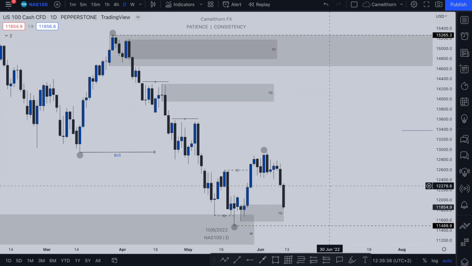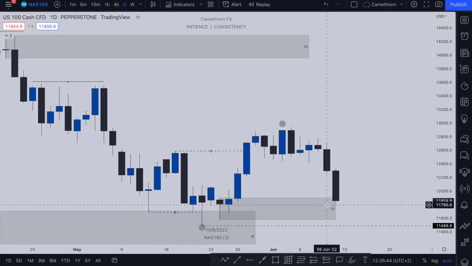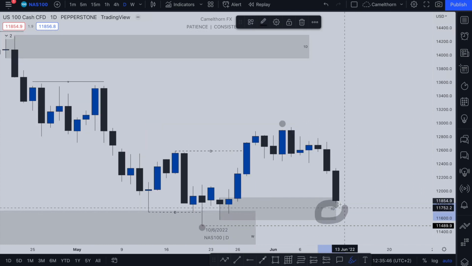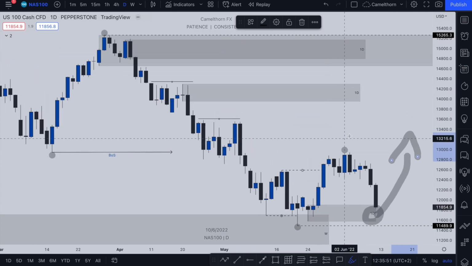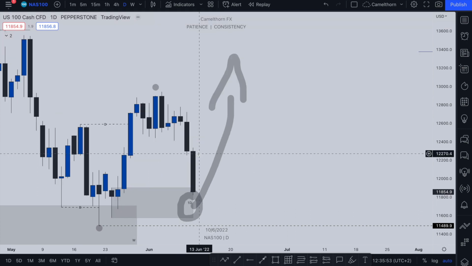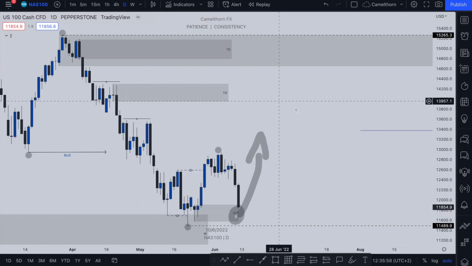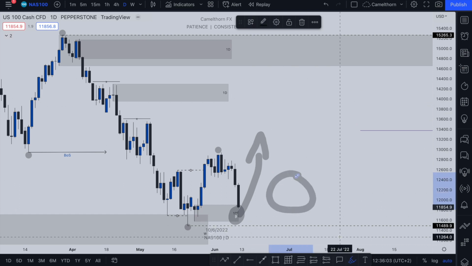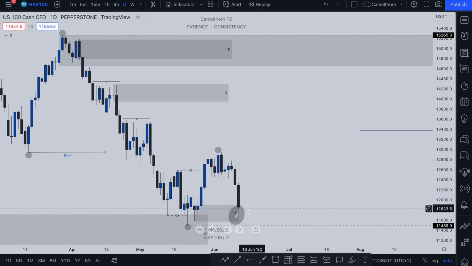All right, so purely from a daily point of view, what can we anticipate to happen next? Well, we're seeing the mitigation of this daily. We could see this particular daily hold and give us essentially a continuation of this daily bullish pullback that we are anticipating, because we are currently trading within that weekly and that daily discount pricing zone. Okay, so really nice daily demand zone that we're looking at here.